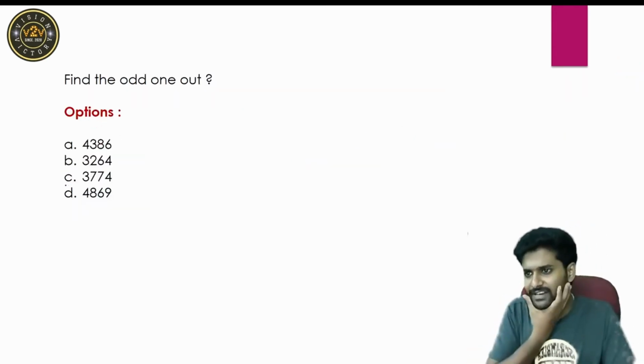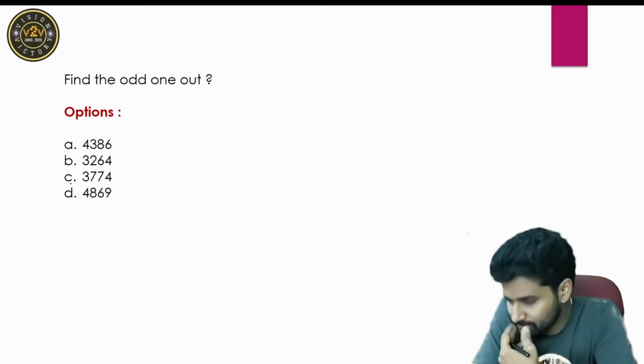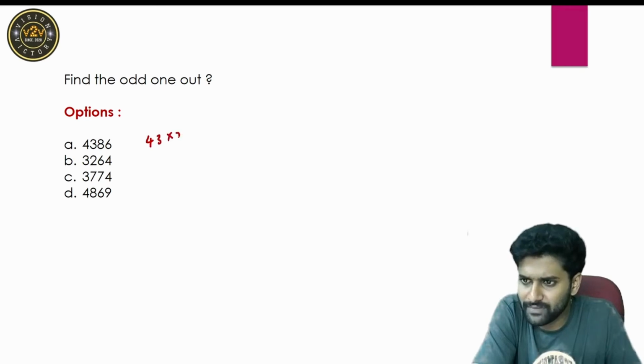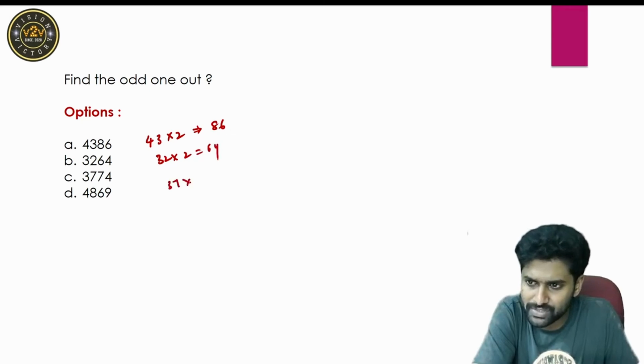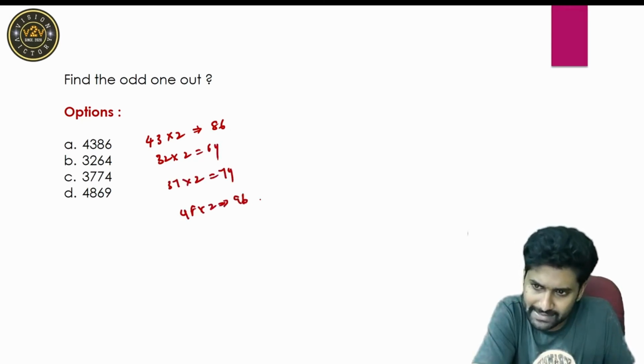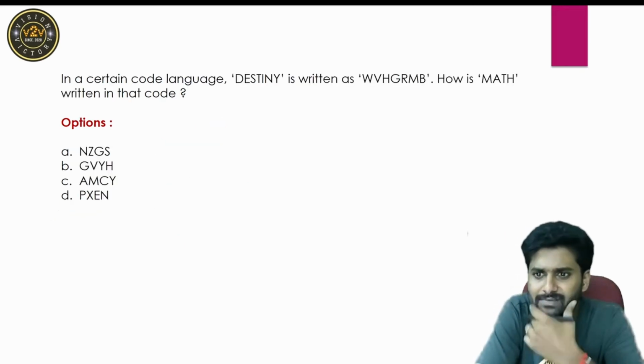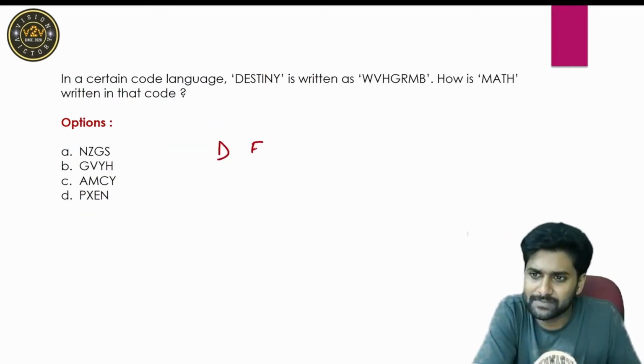Next. Again, find the odd one out here. Now see, you can observe very easily, guys. It's multiplication by 2. 32 twos are 64. 37 twos are 74. 48 twos are 96. But what is given is 69, so eliminate. Next. Again, destiny.